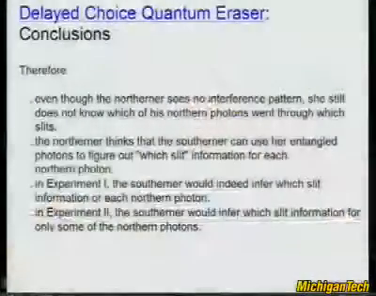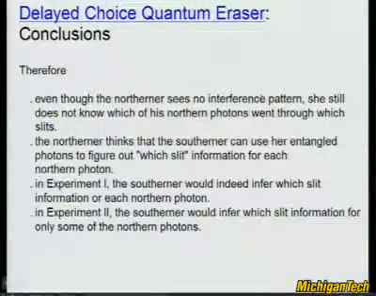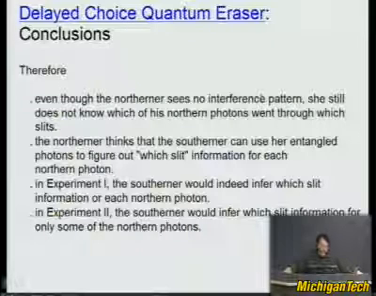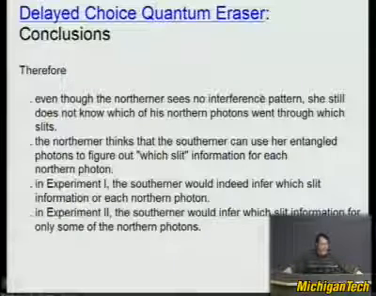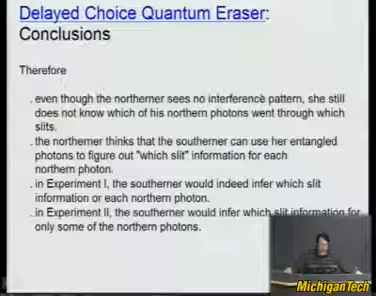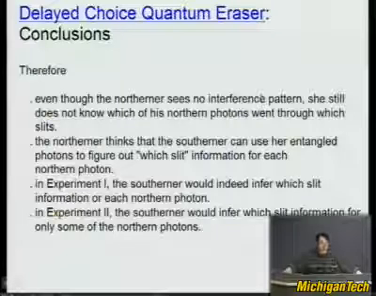Therefore, even though the northerner sees no interference pattern, she still does not know which of her northern photons went through which slits. All the northerner knows is that which-slit information appears to be available to the southerner through entangled photons. The northerner thinks that the southerner can use her entangled photons to figure out which-slit information for each northern photon. In experiment 1, the southerner would indeed infer which-slit information for each one. So the southerner knows every slit in experiment 1 that the northern photons went through.